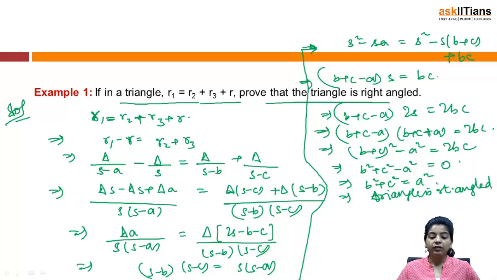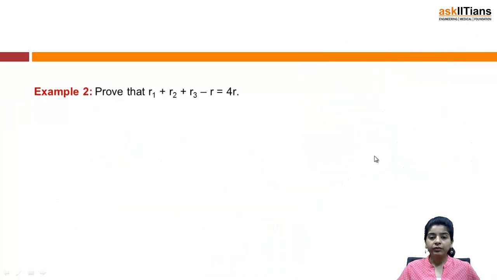How can I say that? Since B square plus C square is coming out to be A square, where A, B, C are sides of the triangle, therefore we have that the triangle is a right angled triangle. So this was simple computation and simplification. We have just simplified what is given to us.